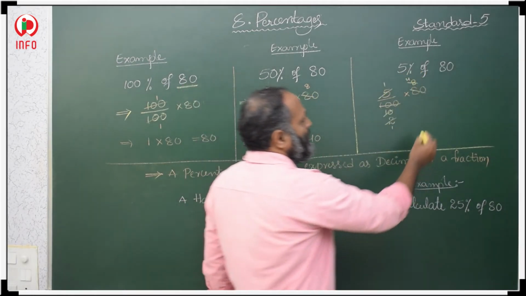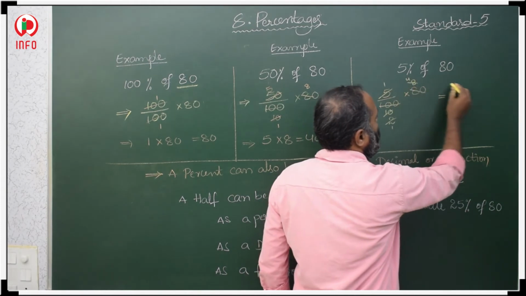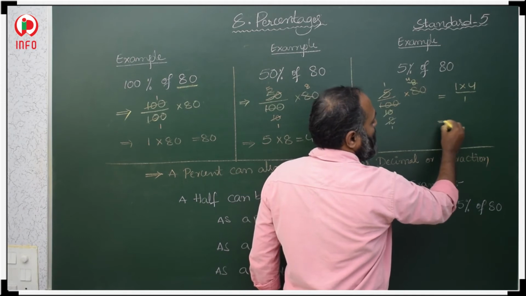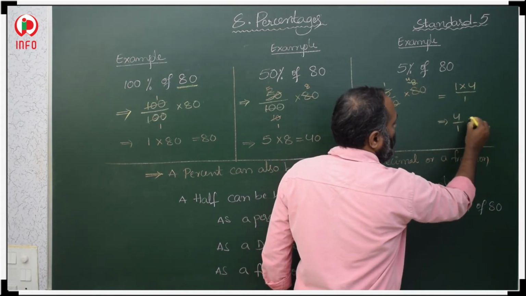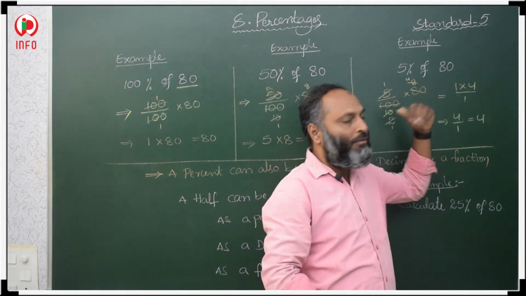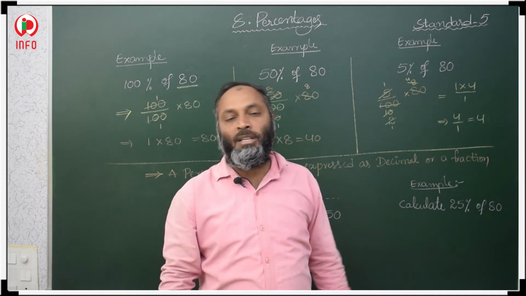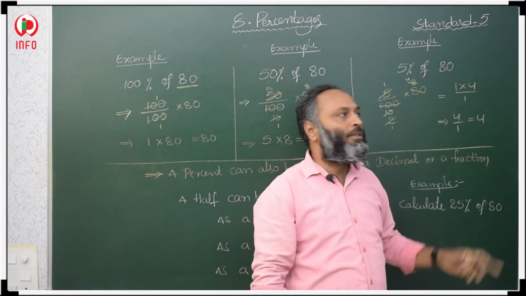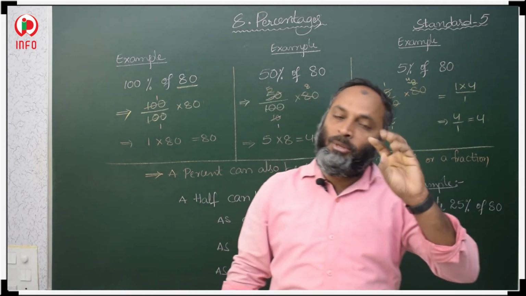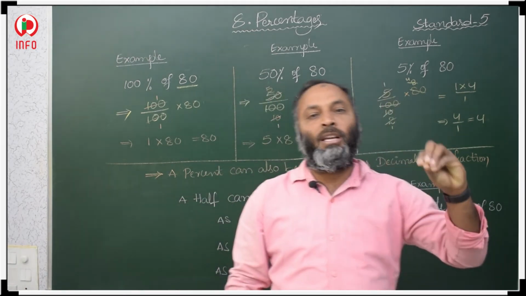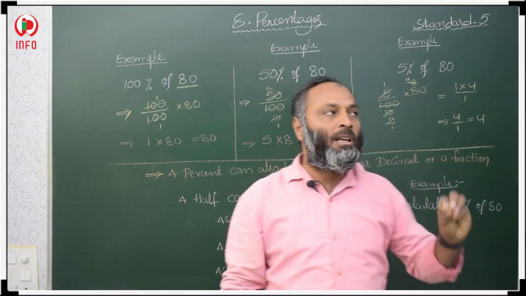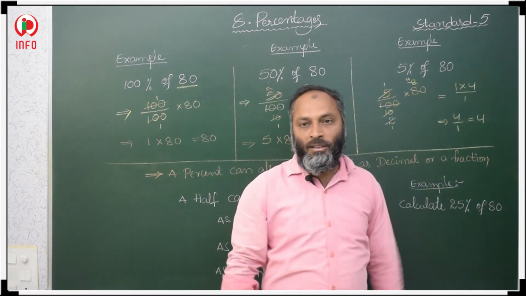Then in the numerator, what is left? 1 into 4 by 1. 1 into 4 is 4, and 4 by 1 is 4. So if we are asked to shade 5% in 80 grids, we have to shade 4 grids. If you shade 4 grids, that means 5% in 80. So we completed it.